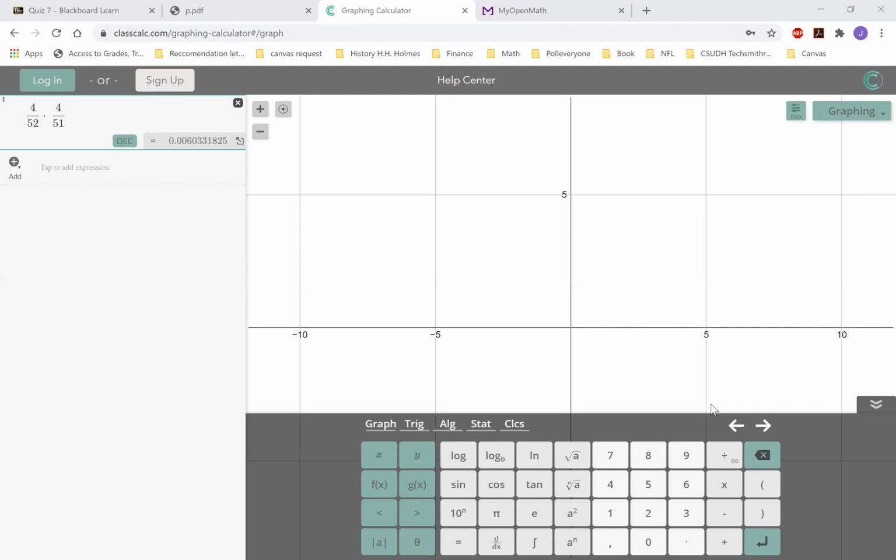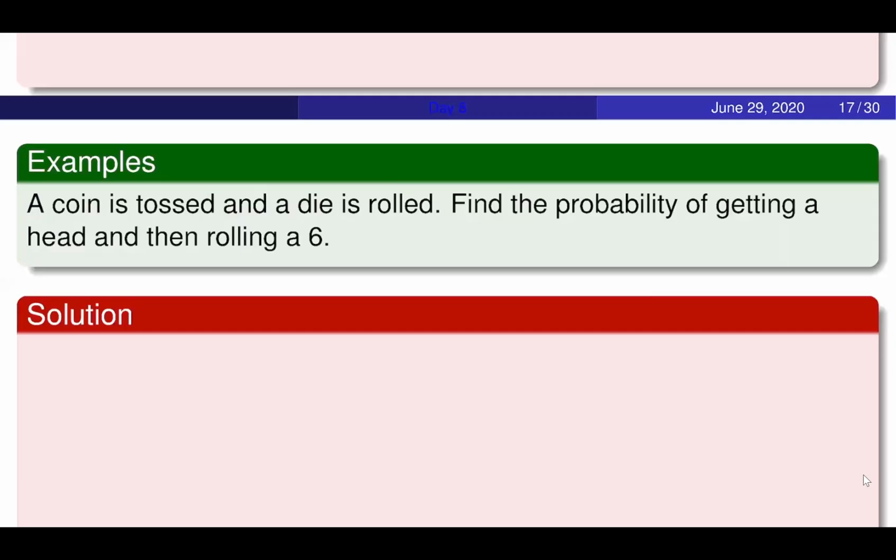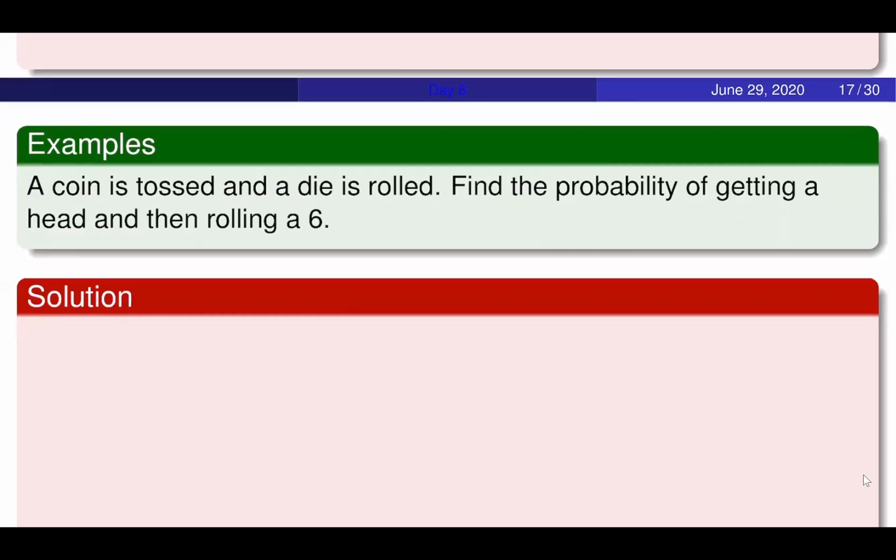Any questions for that first problem? All right, so let's do the second problem.